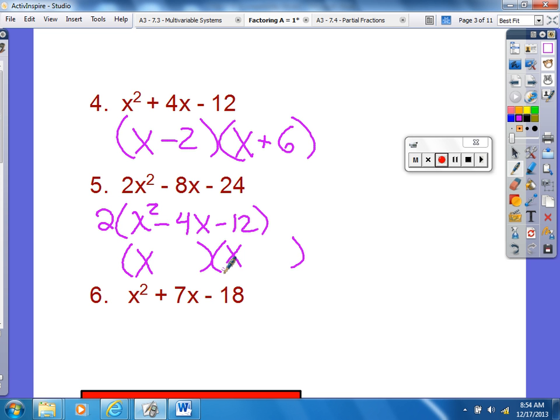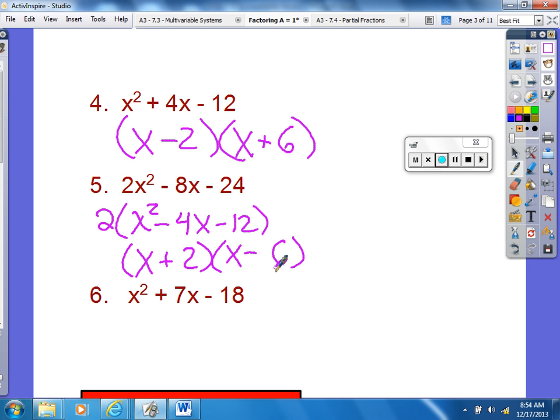Check with your group. Make sure everybody agrees. All right. Hemi, point to a group. Lovely. Let's go with Antonio. What 2 numbers did you use here? 2 and negative 6? Positive 2 and negative 6?